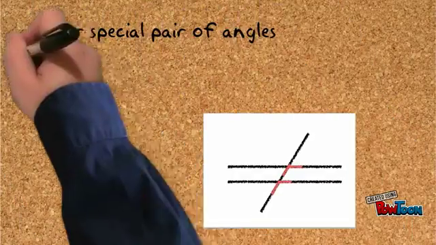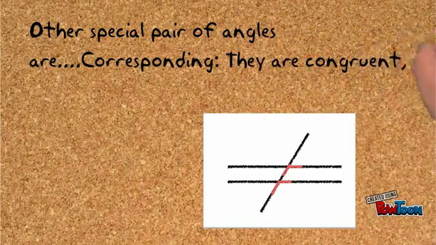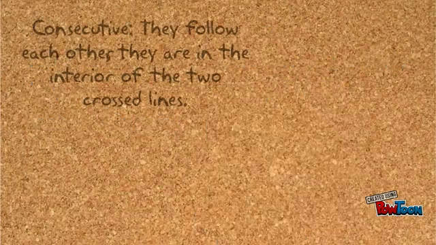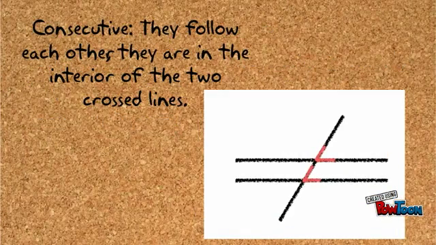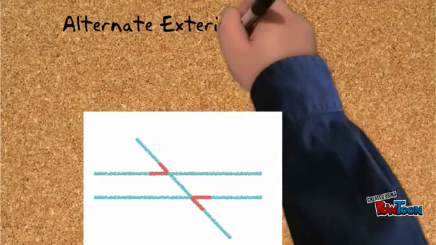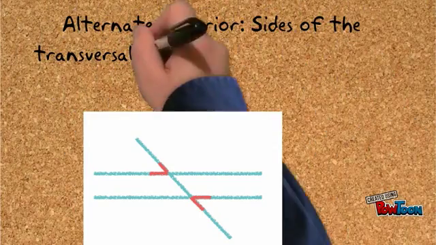Other special pairs of angles are corresponding. They are congruent. If you move one of the lines on top, it will be exactly the same. Consecutive: they follow each other. They are interior of the two cross lines. Alternate interior: sides of the transversal line and the interior of the two cross lines. Alternate exterior: sides of the transversal line and the exterior of the two cross lines.